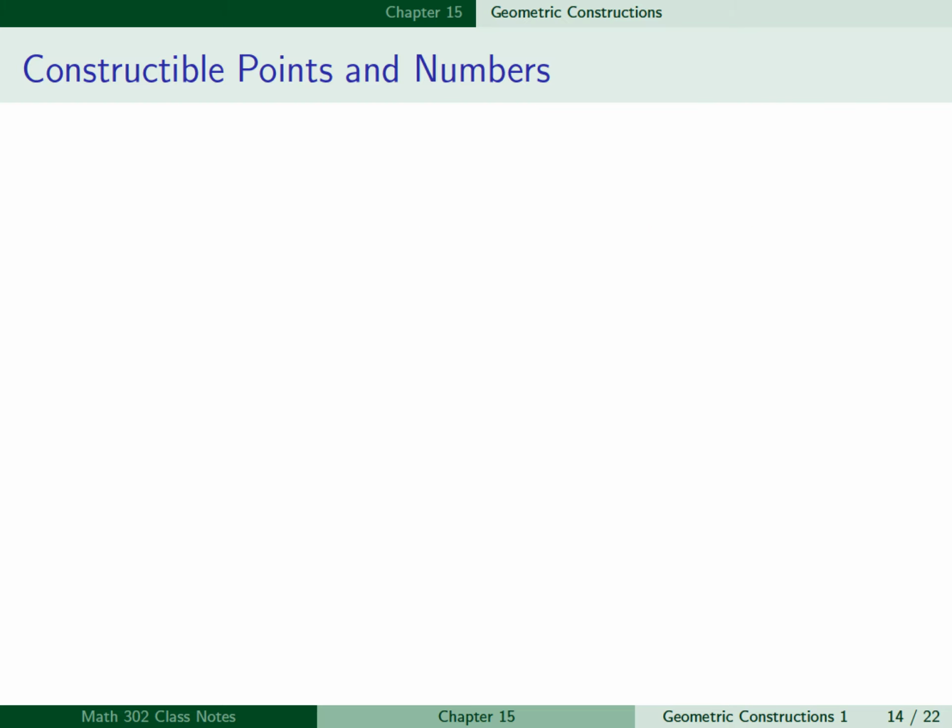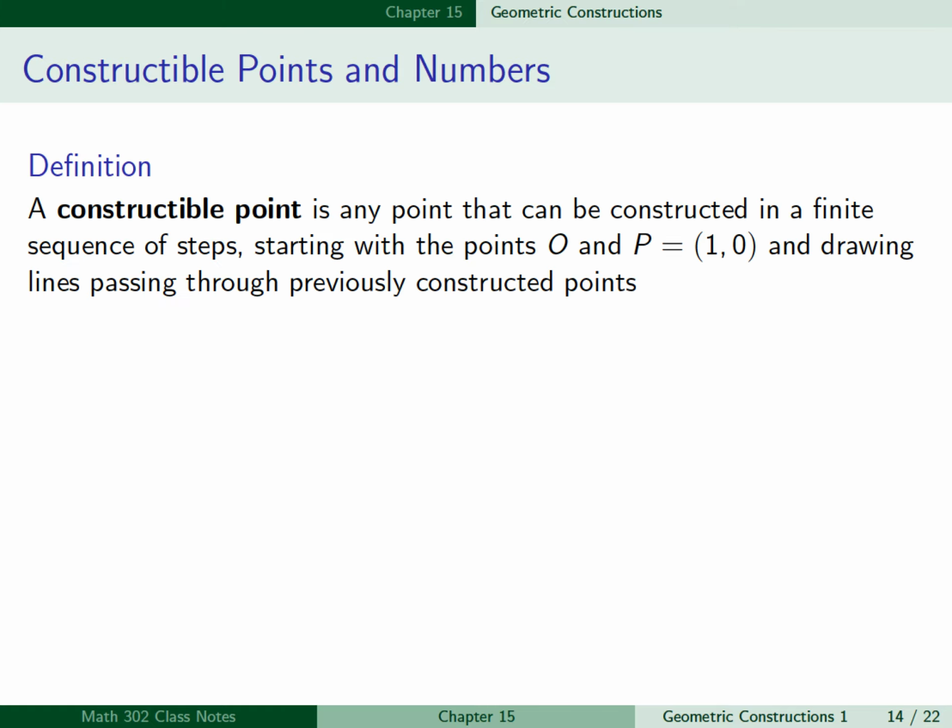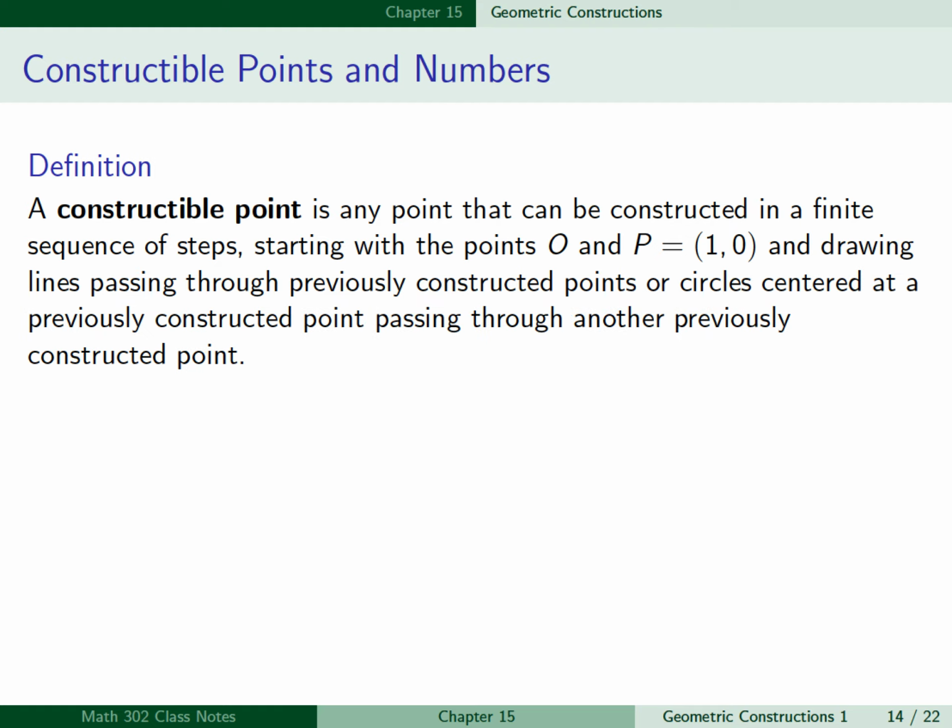Next, we want to define constructible points and numbers. A constructible point is any point that can be constructed in a finite sequence of steps, starting with the points O and P equal (1, 0), and drawing lines passing through previously constructed points, or circles centered at a previously constructed point passing through another previously constructed point.